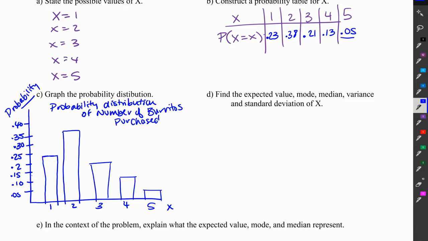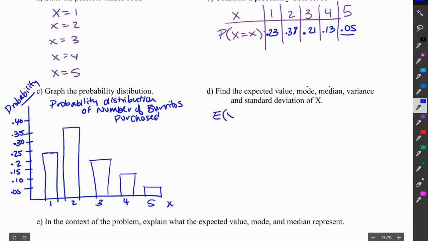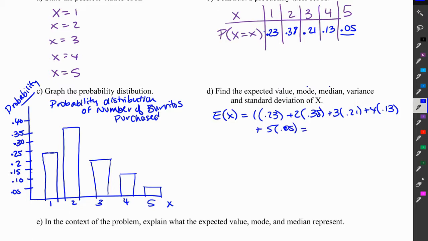Find the expected value, mode, median, variance, and standard deviation of X. For expected value, I'm just going to take each X and multiply by its probability right underneath it. So it's 1 times 0.23 plus 2 times 0.38 plus 3 times 0.21 plus 4 times 0.13 plus 5 times 0.05.